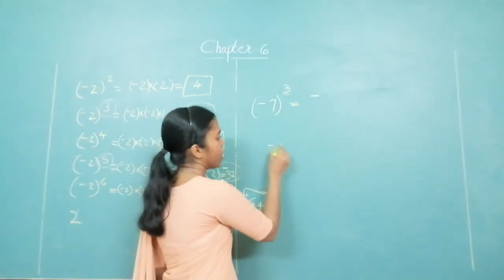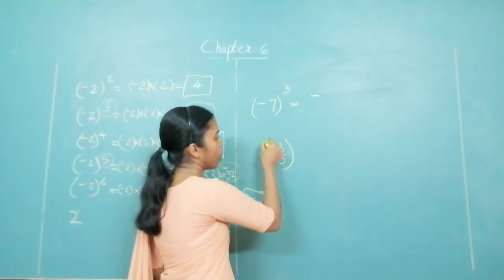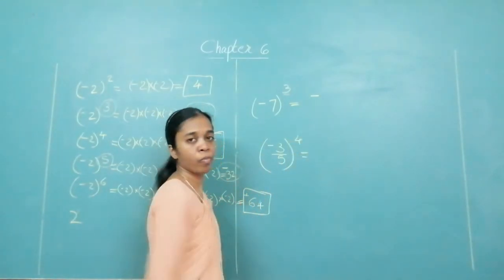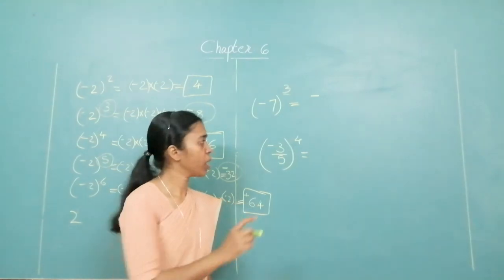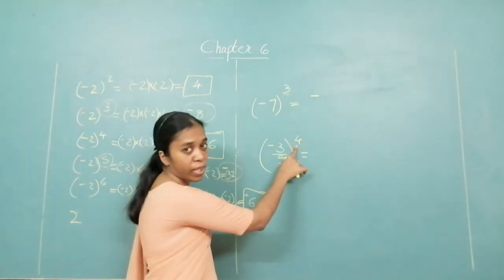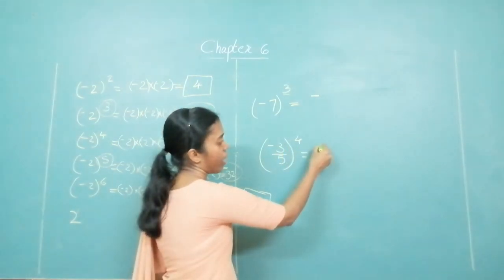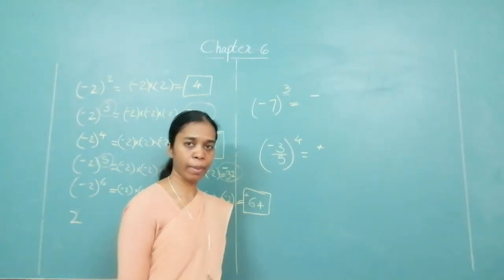Suppose you have minus 3 upon 5 raised to 4. Tell me what will be the value. Will the value be a positive or negative number? It is an even number. Therefore, your final value will be a positive number.